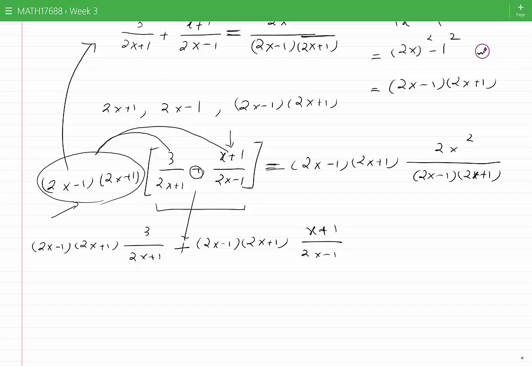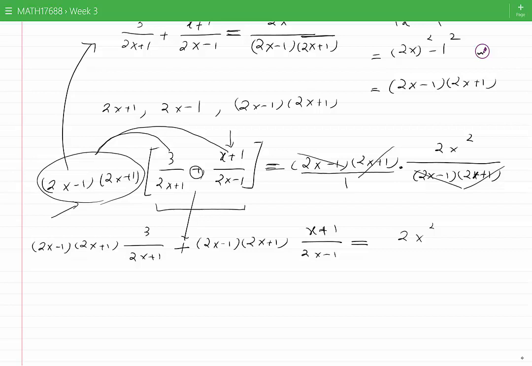is equal to, on the right hand side we observe that we can look at 2x minus 1 times 2x plus 1 as a fraction with the denominator 1, and if we multiply these two fractions, 2x minus 1 and 2x minus 1 would cancel, and 2x plus 1 and 2x plus 1 would cancel, and on the right hand side we would have 2x squared. So we observe that we have achieved our purpose of eliminating the denominator on the right hand side.